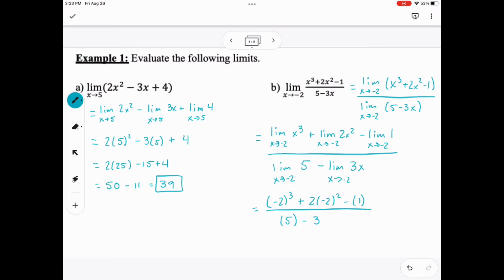And here for letter B, we should get some 8s in the numerator to cancel out. And the denominator looks like it'll be 11. So we get -1/11 for our answer.